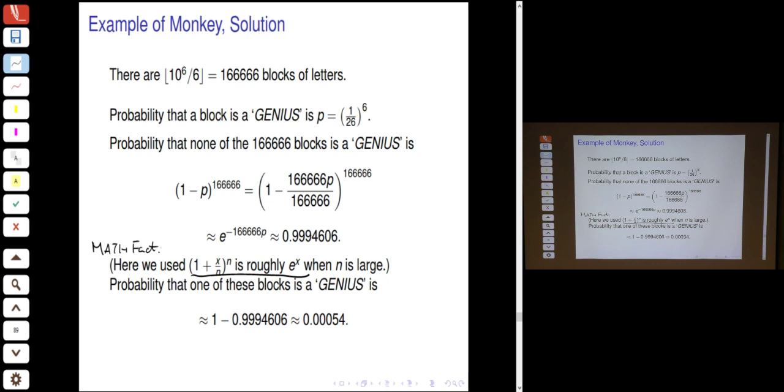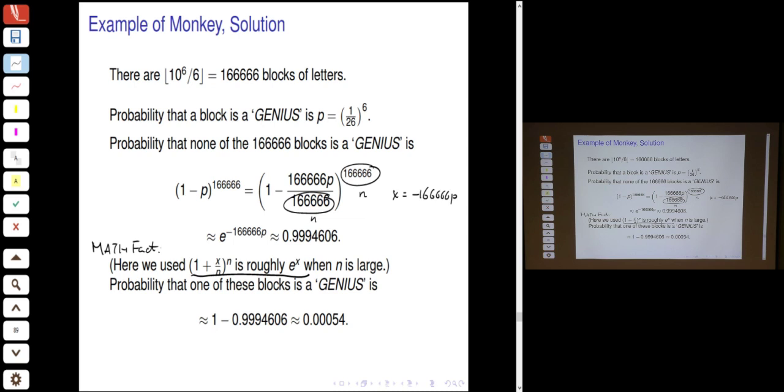Now think of this as n. This is n. Now this x is minus 1/6666 p, so this looks like 1 plus x over n to the power of n. So we multiply by this number and divide by this number because we want the exponent and the denominator to be the same. So that's why we multiply this number and divide by this number.